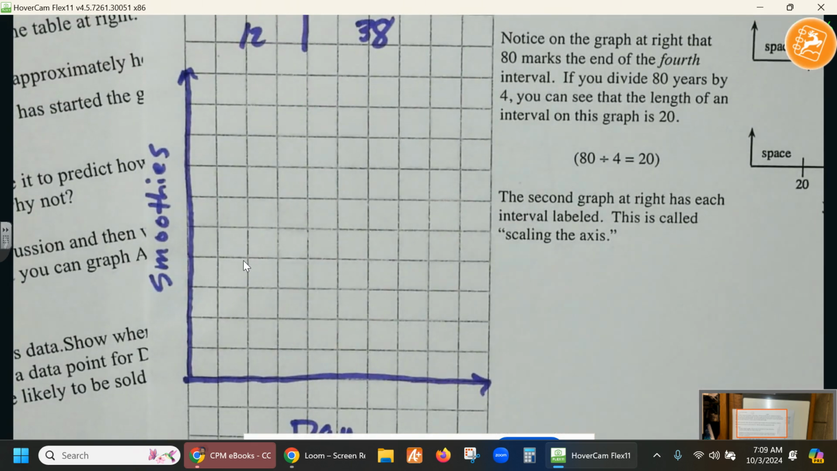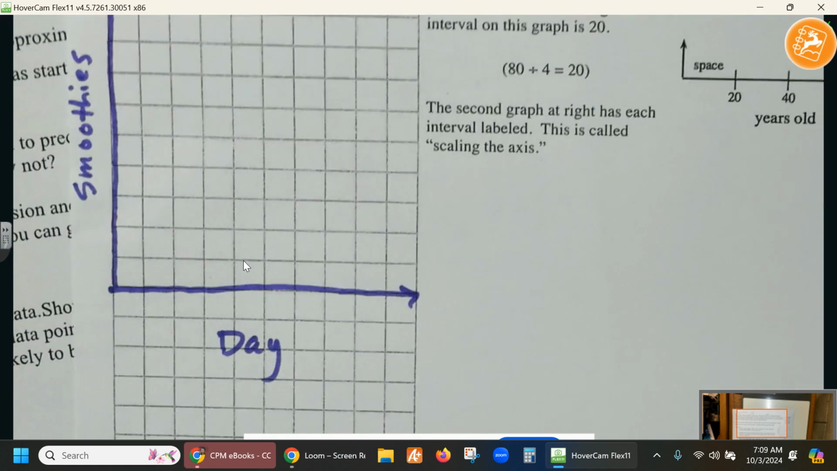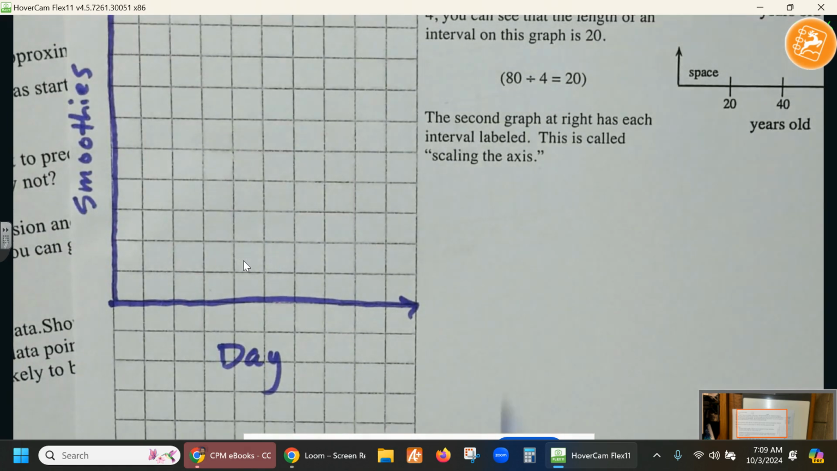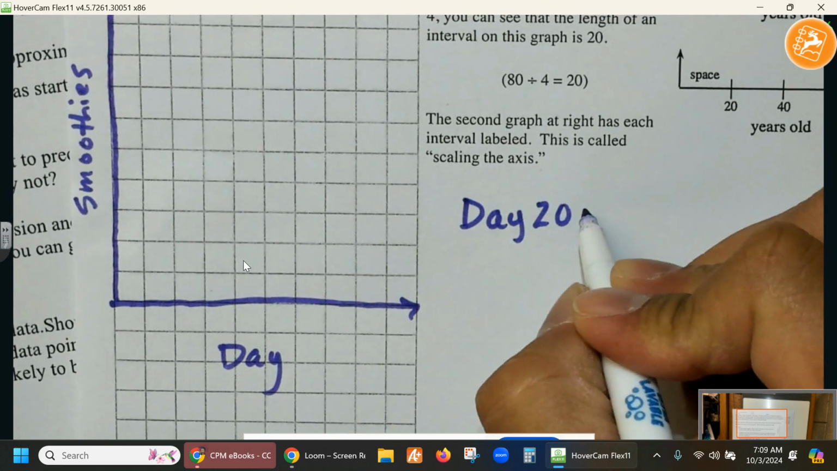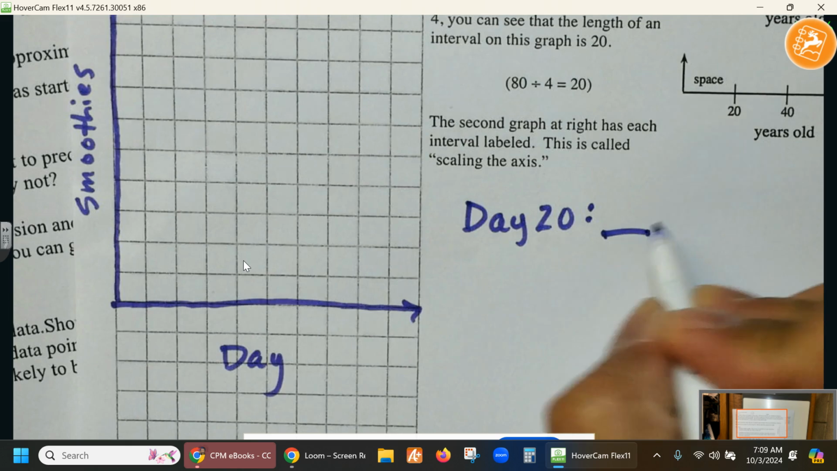So we're trying to figure out what kind of axis we can use. What kind of information do we need in order to be able to predict for day 20? This is our goal. This is what we're looking for. On day 20, how many smoothies will there be?